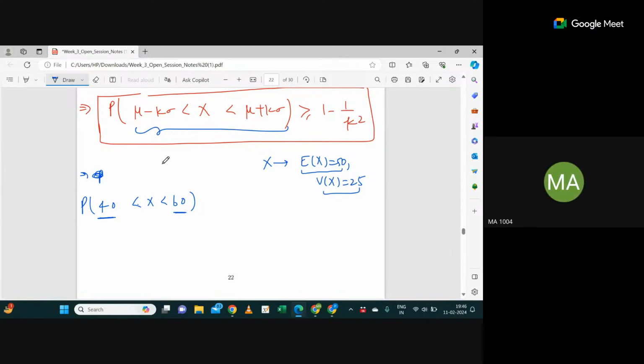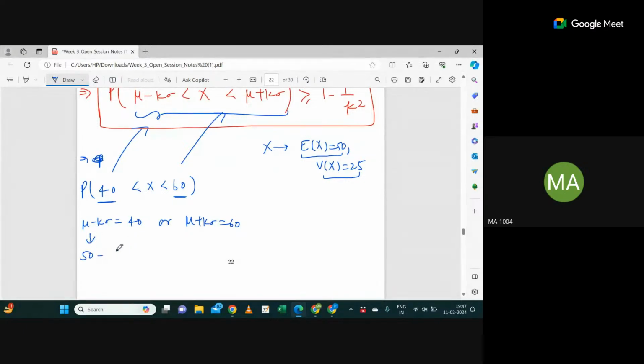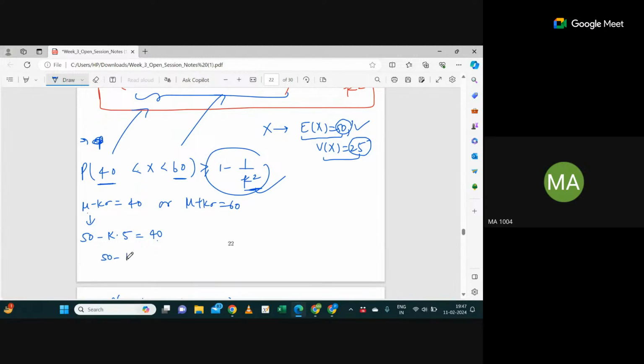Now we have to find the bound. This is similar to the earlier form. Here mu minus k sigma will be 40, or mu plus k sigma will be 60. Let's go with mu minus k sigma. Mu is 50, and sigma is 5 because the variance is 25. So 50 minus 40 equals 5k, so 5k is equal to 10, and k is 2.